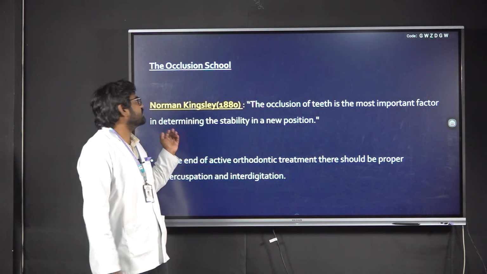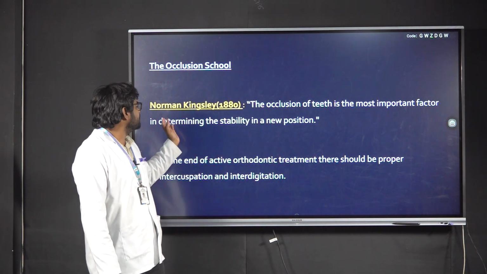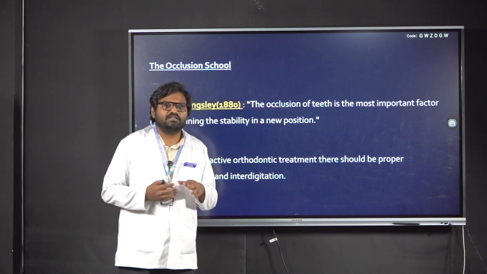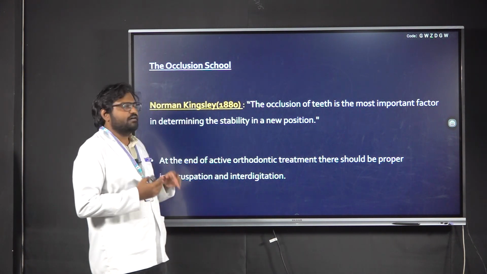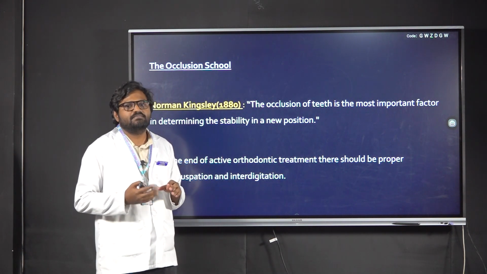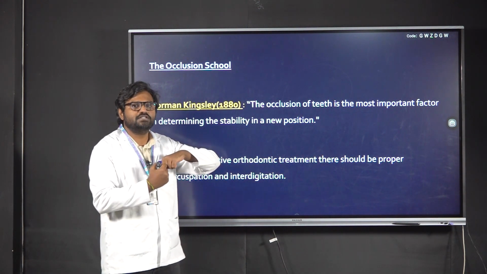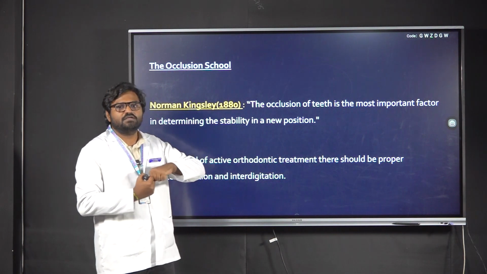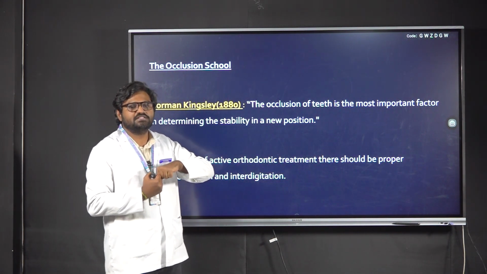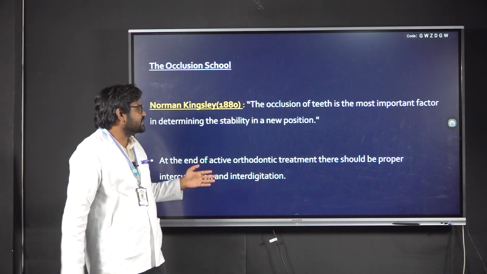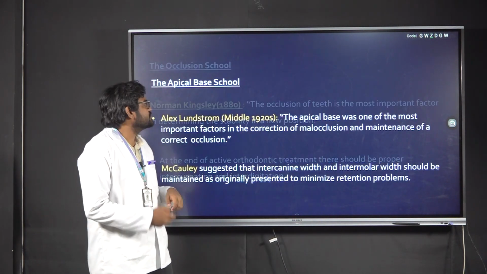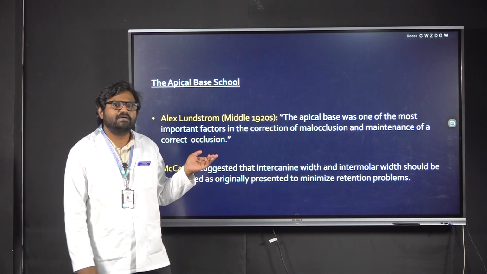The first is your occlusion school. Norman Kingsley, in 1880, said that occlusion is the most important factor in maintaining the stability of teeth. That is, for teeth to be stable in a new position, you need to have a proper occlusion, that is a proper interdigitation or cusp-fossa relationship. Then only are the teeth said to be in a stable position. So at the end of the active treatment, there should be proper intercuspation and interdigitation. Second is your apical base school.